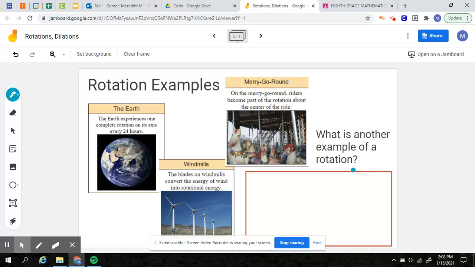So in this red box, what you need to do is come up with one more example of what rotation you see in everyday life. You can use a sticky note, you can use the text box, or you can use the drawing tool to write out your answer here.